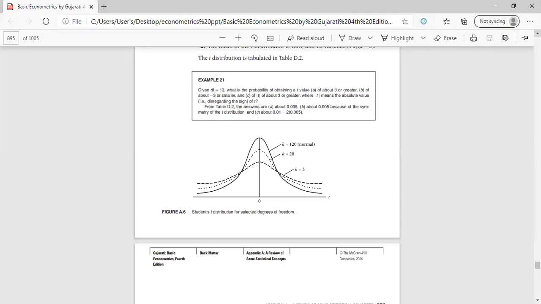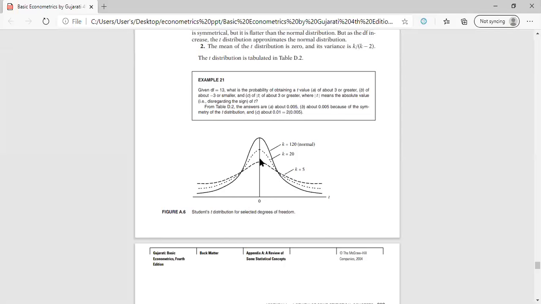For us, what matters is what kind of density function it has. How does it look? See, it's a T distribution. Doesn't it look like normal distribution? Yes, T is actually symmetric. T looks more like a Z distribution, but there are differences. T is very symmetric, like normal.